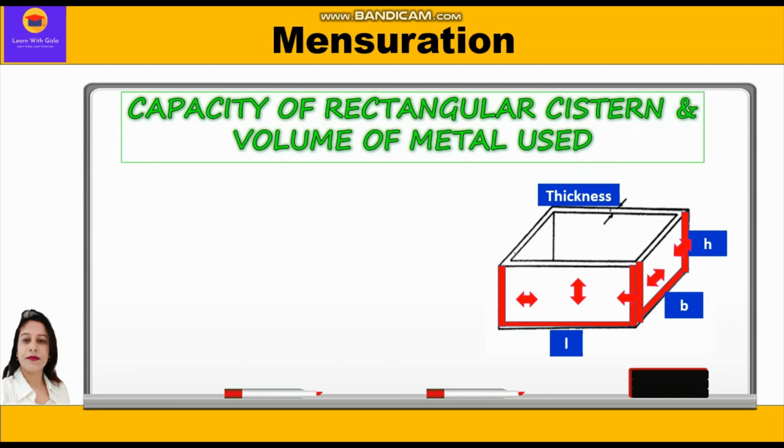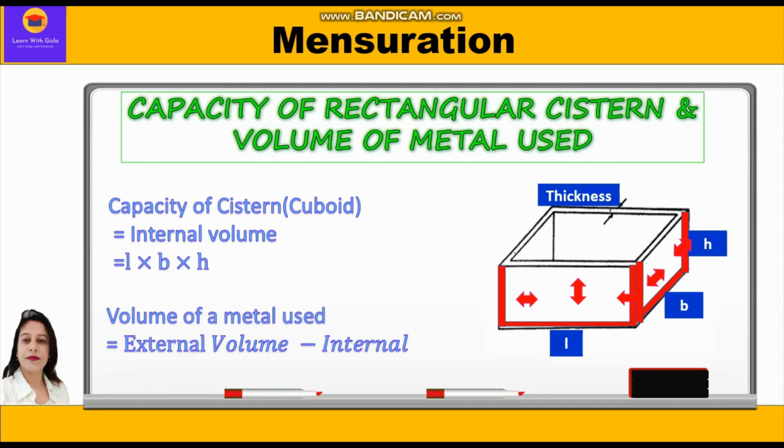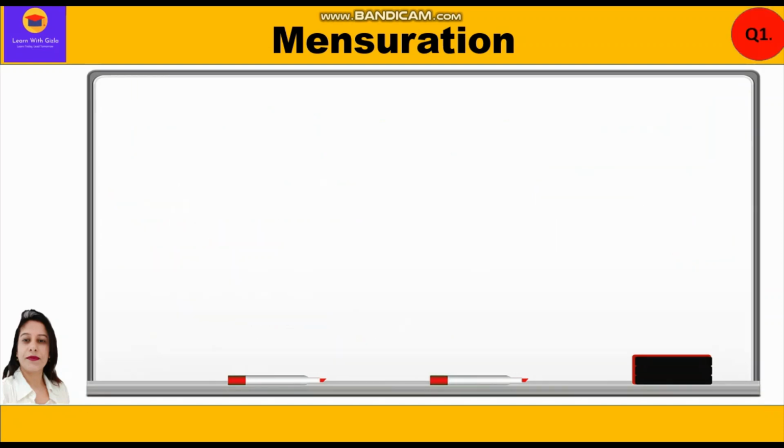Now, if we have to find the capacity of a cistern which is in the shape of a cuboid, we will use the formula of internal volume, that is length into breadth into height. And if we have to find the volume of metal used to make the cistern, we will use the formula of external volume minus the internal volume. Now let's start with the question.